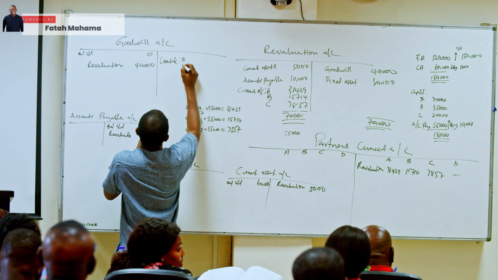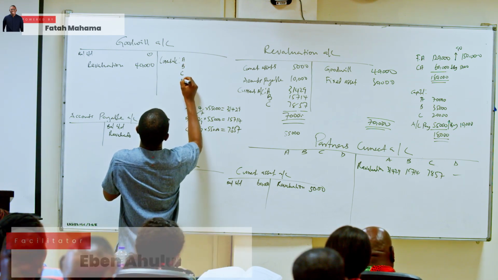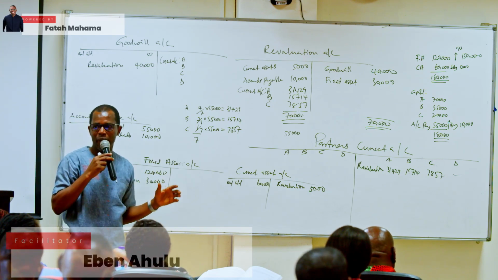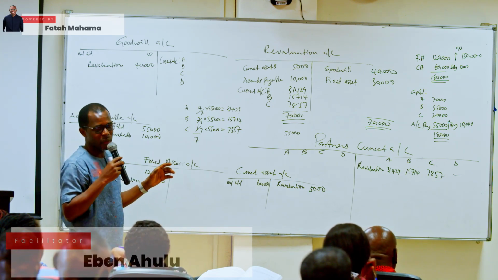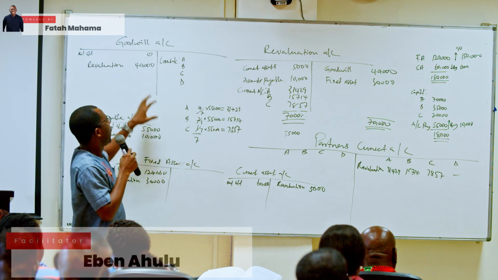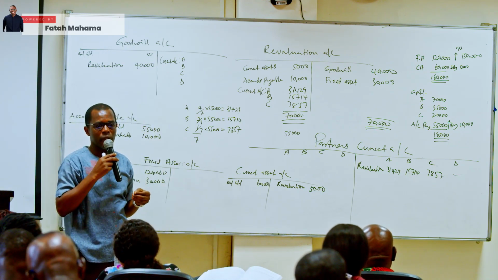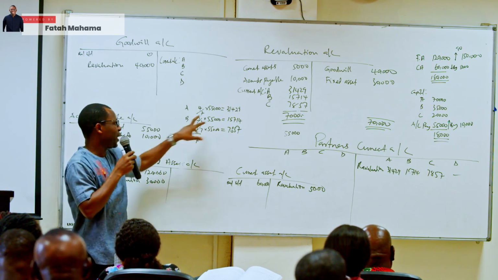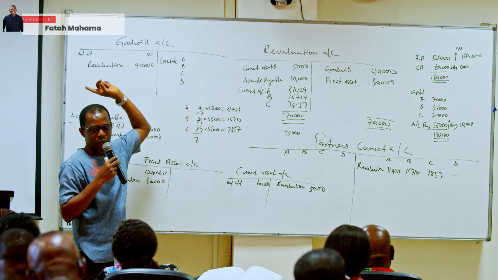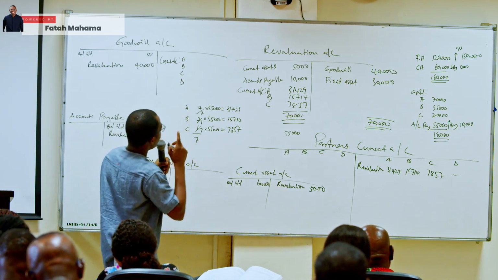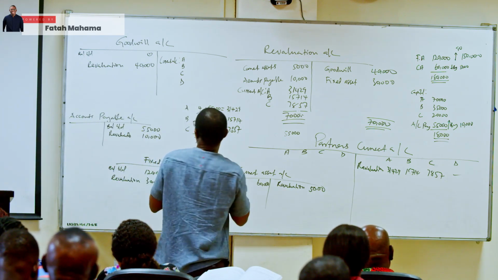Now it's going to be A, B, C, and D. Remember, D has now been admitted. And the write-off is going to be done in the new profit and loss sharing ratio. Because there's a new partner, you can't use the old ratio anymore. What is the new profit and loss sharing ratio?